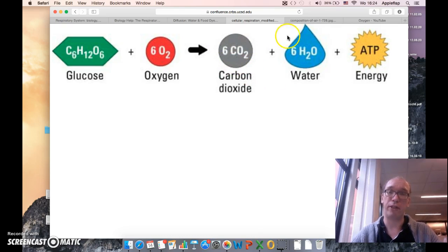So the carbon dioxide and the water are waste, so you have to get rid of them. It's taken up into the bloodstream again and then brought back to the lungs, where you breathe it out in the form of water vapor and carbon dioxide. So oxygen is needed for respiration.